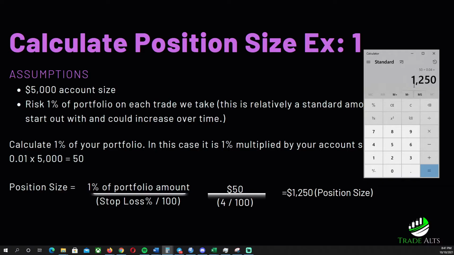So basically what this means is your entry on the atom trade would be $1,250. That's how much you would put when you enter your position, because if your stop loss triggers, 4% stop loss, you will lose $50, which is 1% of your portfolio. So that's why this is very important.